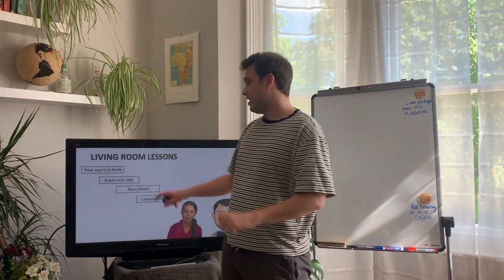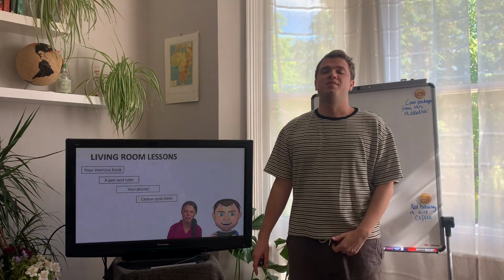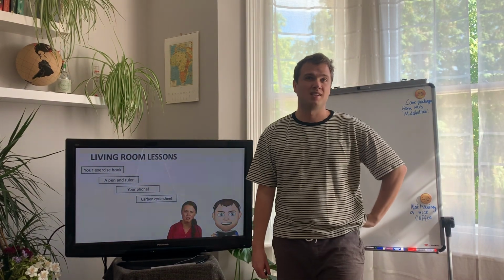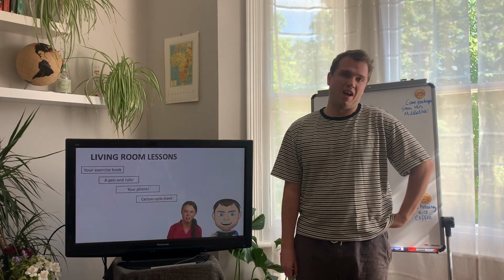So what you will need is your exercise book, a pen and ruler, your phone, and the carbon cycle sheet. And this is one which, if you can print it, you're going to make your lives 1,000 times easier. Otherwise, it's quite a complicated diagram to copy out. So if you are able to print it, I would really recommend that.